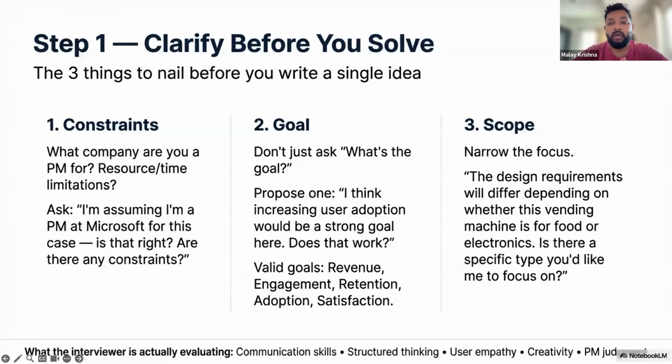For example, if they have said, "Hey, can you improve something at Freshdesk, or at Slack or YouTube," then talk about the fact that, okay, I'm assuming I'm a PM at YouTube for this. Are there any resource constraints? If it's a generic question, like design a new vending machine or new TV or new wheelchair, then the answer is dramatically dependent on whether you are bootstrapped or whether you have enough resources.